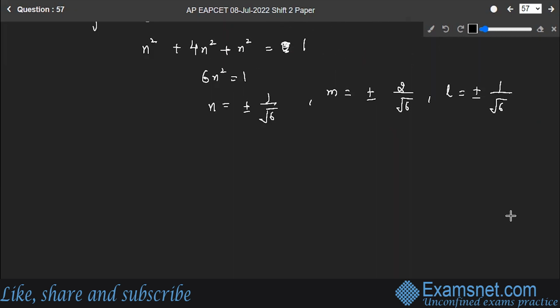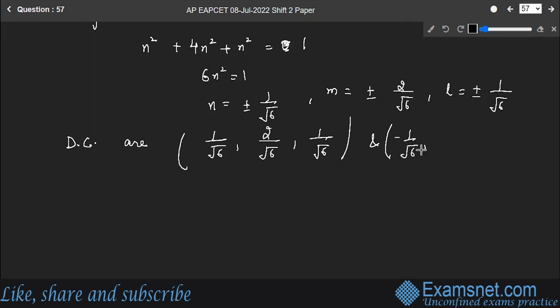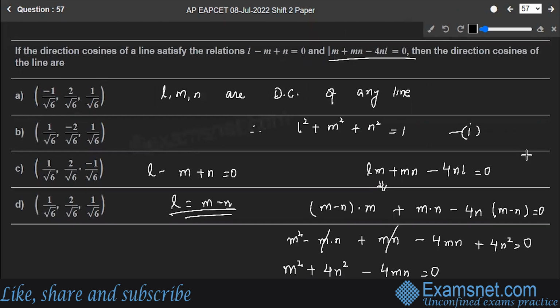Now the direction cosines are 1 by root 6, 2 by root 6, 1 by root 6. This is the first one. And minus 1 by root 6, minus 2 by root 6, and minus 1 by root 6. So these are the two direction cosines. Let's check. We don't have the first one. No, no, yes. We have option D as our answer. Hope you're clear with this. Then let's move to the next question.